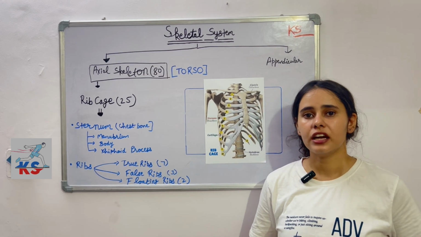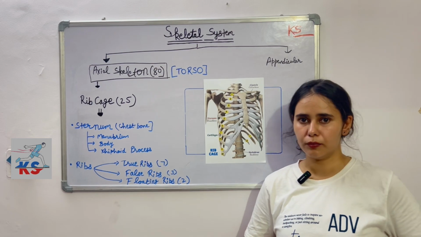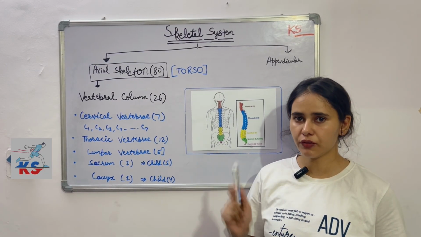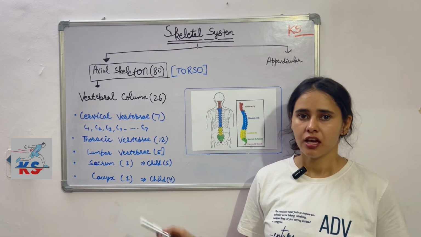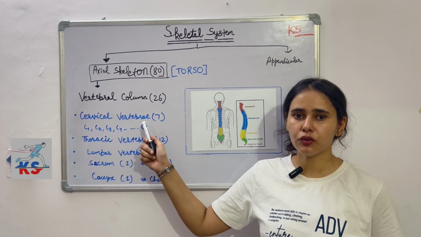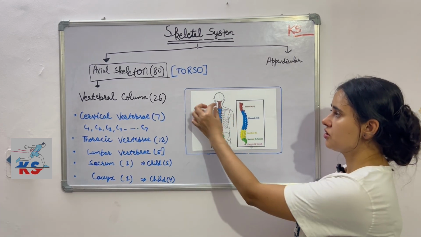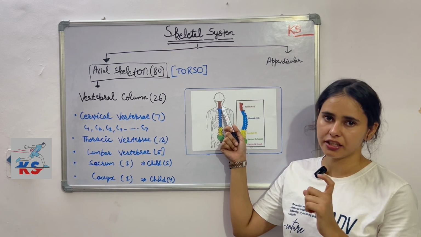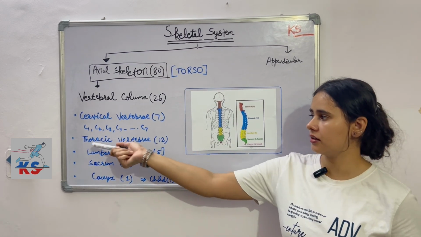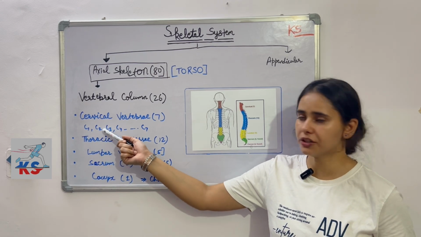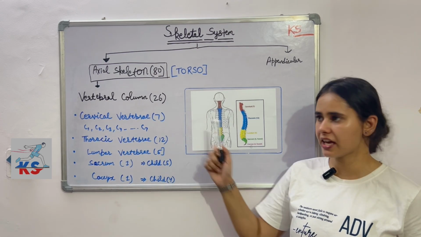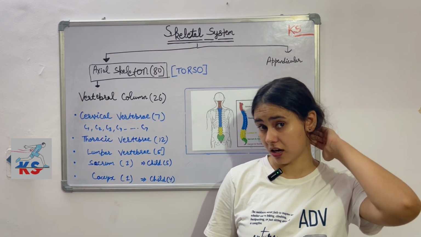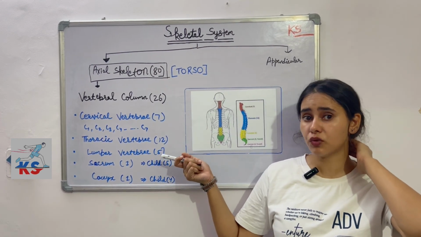Okay, now let's learn about the vertebral column. In vertebral column, there are 26 bones which are divided into 5 parts. So first one is cervical vertebra. This shown here, this is the cervical vertebra and there are 7 vertebra in it, 7 vertebra present. These are represented like this, C1, C2, C3, C4 like this till C7. So this cervical vertebra, it is present in our neck. Our neck is formed by this cervical vertebra.